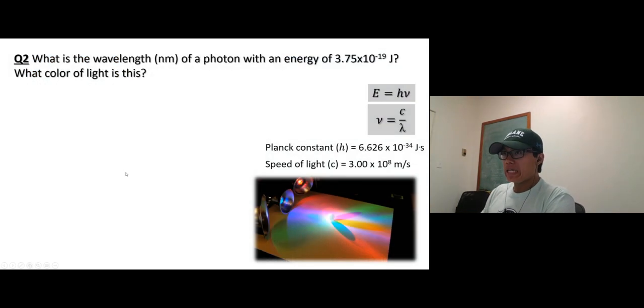Okay, this one is a little bit longer. What is the wavelength in nanometers of a photon with this energy? So we have energy and we want to find wavelength, and what color? We can talk about color later. We have an energy, we want to find a wavelength.